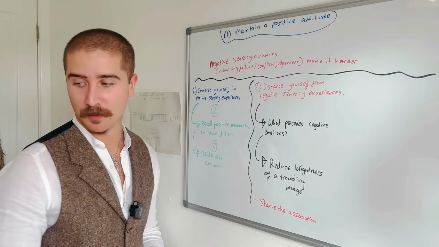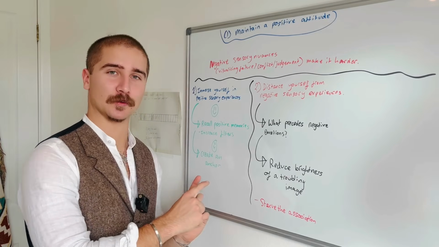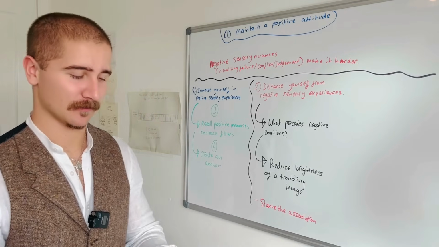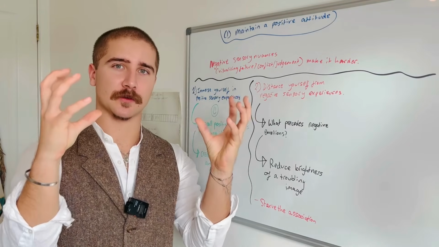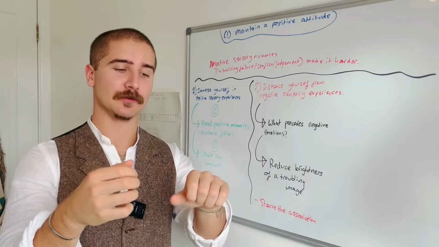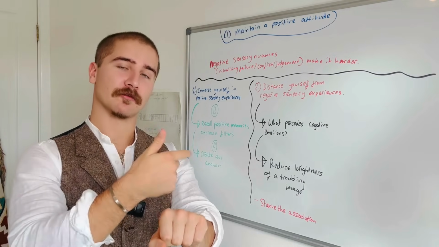And number 2, you might want to use this little hack. It's called creating an anchor. Now, what NLP teaches us is you can form new positive associations between previous data and new data in your brain by creating an anchor.